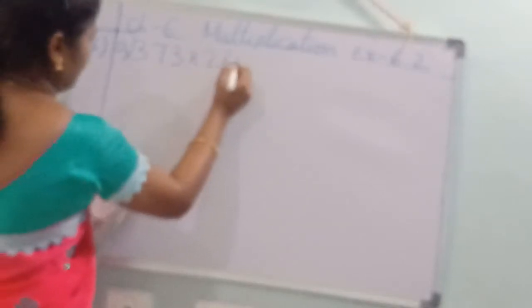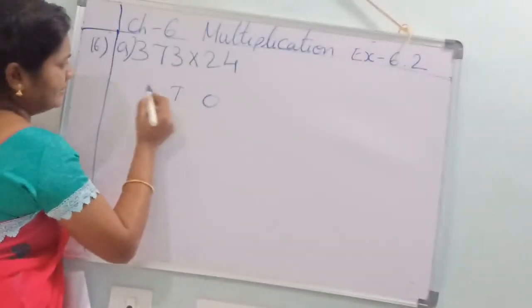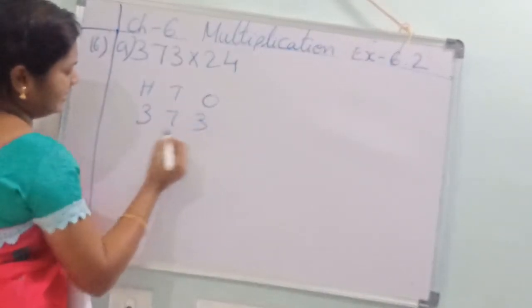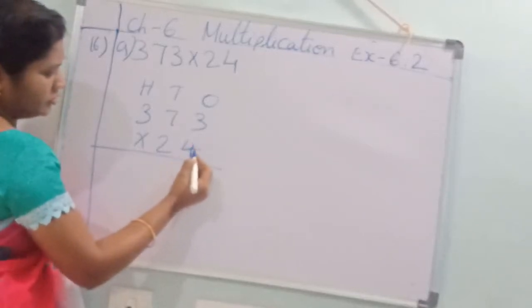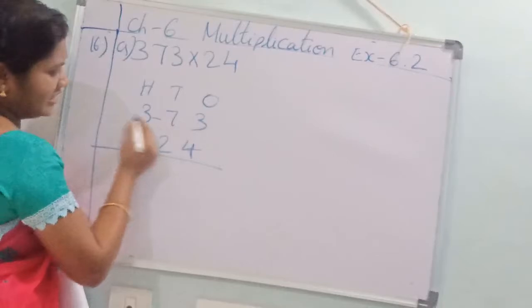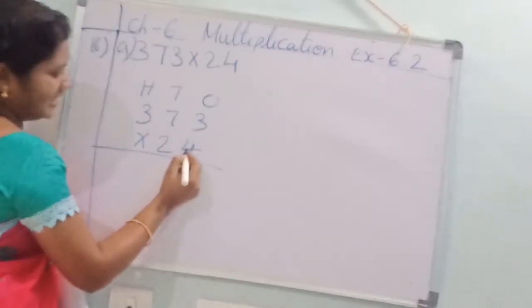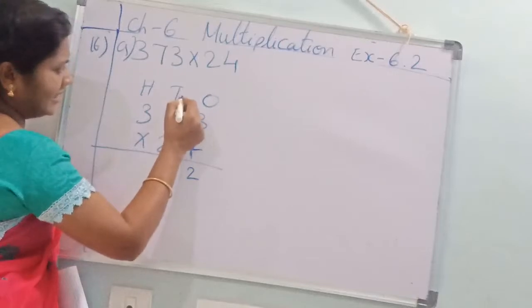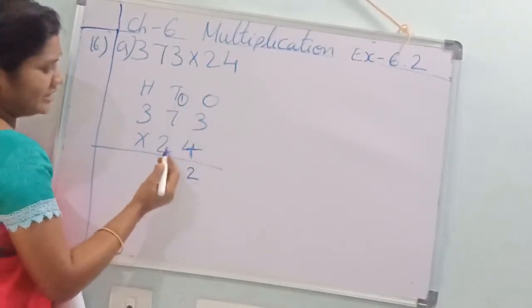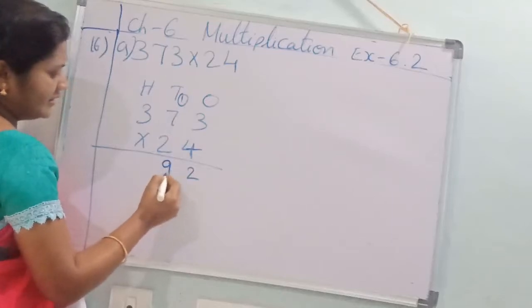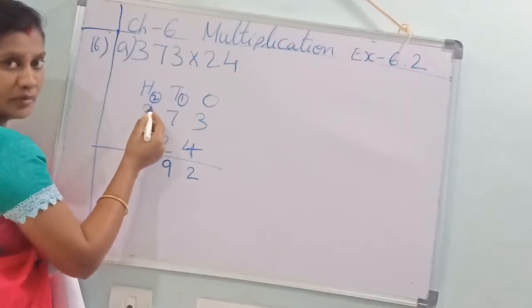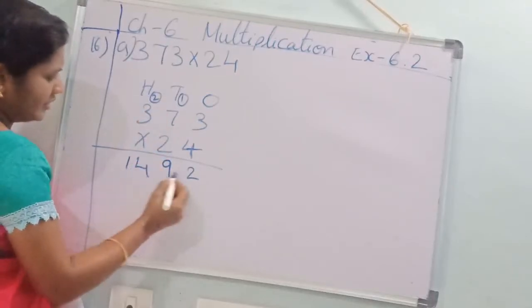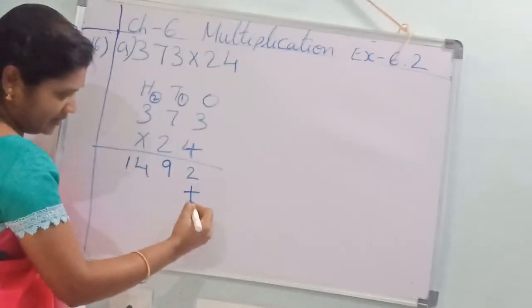316th one. 373 into 24. Ones, tens, hundreds. Ones place, which number is here? 4. You should multiply first this 4 with these 3 numbers. 4 3s are 12. 2 here, 1 carry forward. 4 7s are 28. 28 plus 1, 29. 9 here, 2 carry forward. 4 3s are 12. 12 plus 2, 14. Ones place completed. That's why you should put a plus here.